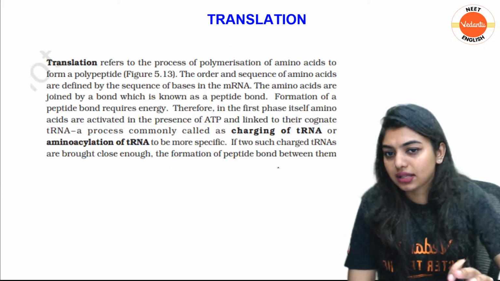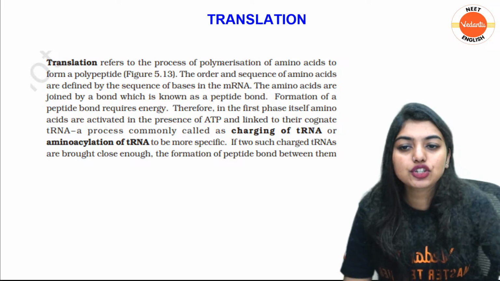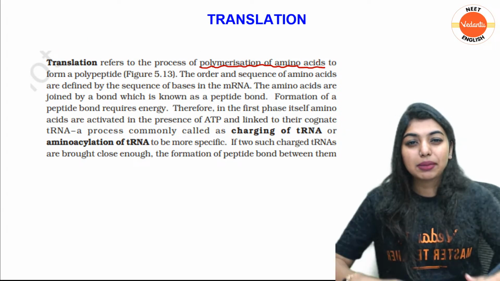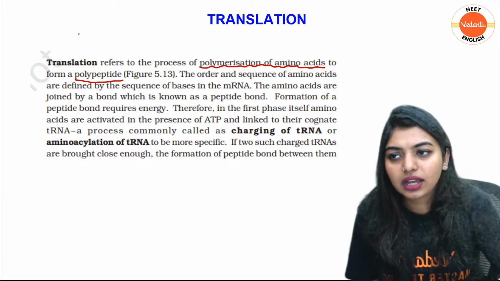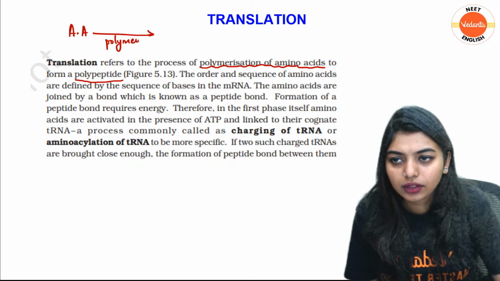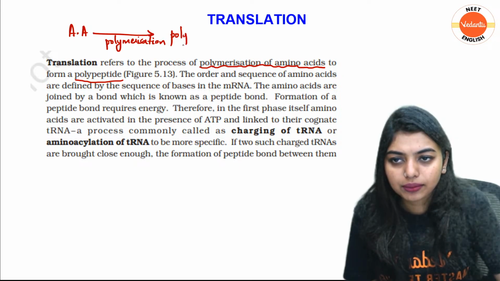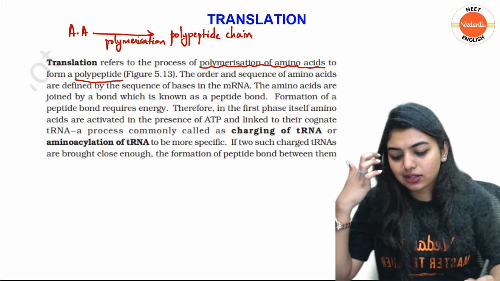Now, the process comes. Look here, all of you, your NCERT is here. Translation refers to the process of polymerization of amino acids. That means many amino acids fuse together to form a polypeptide chain. Got it? So amino acids will undergo polymerization for forming a polypeptide chain. That's all.